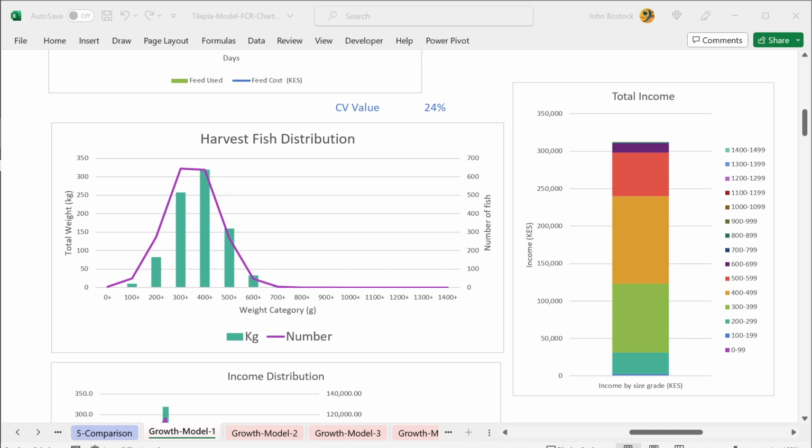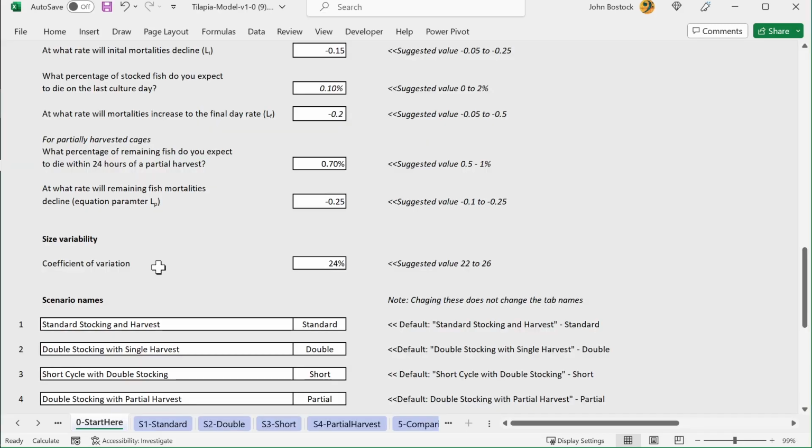In particular, note that the size distribution is calculated in 100-gram bands, so if the fish are grown to, say, 200 grams or less, there will be insufficient resolution in the charts to show a normal distribution. The spread of sizes can be controlled by adjusting the coefficient of variation, CV, in the advanced setup section.